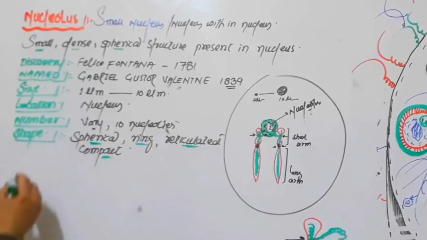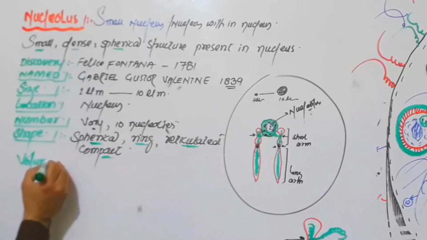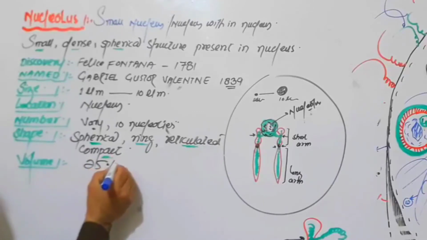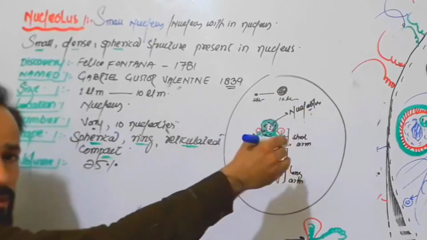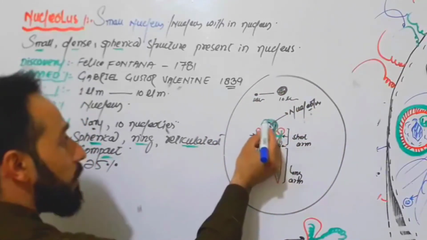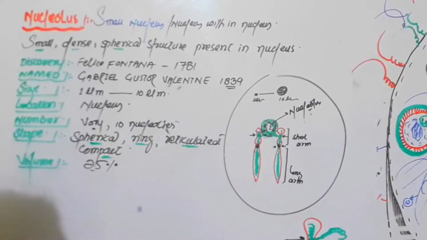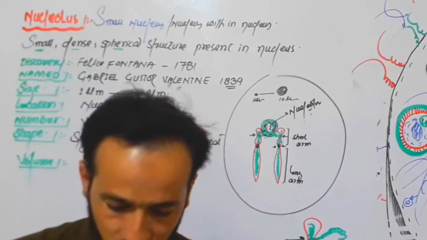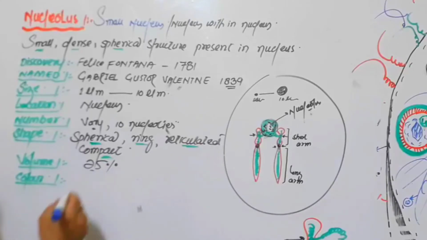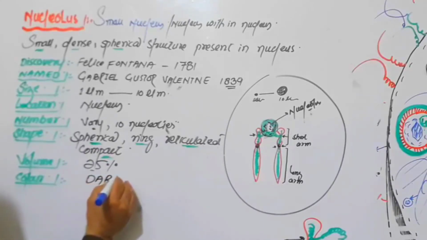Then what is the volume of the nucleolus? How much space does it cover inside your nucleus? We say that about 25% of the nucleus, out of 100%, is occupied by the nucleolus, right? So this is its volume. And then what is the color of the nucleolus? When the nucleolus was stained, it took a dark color, right? So its color is dark.